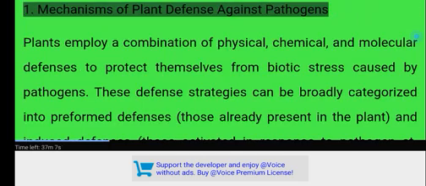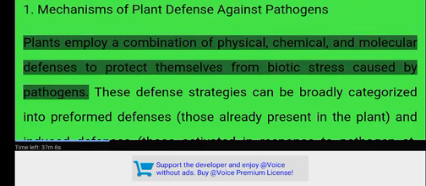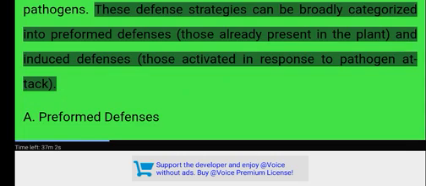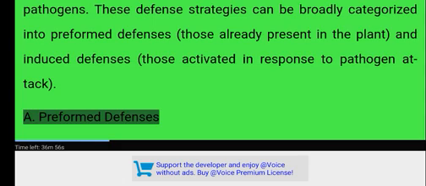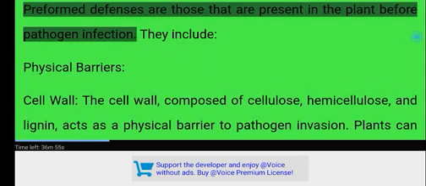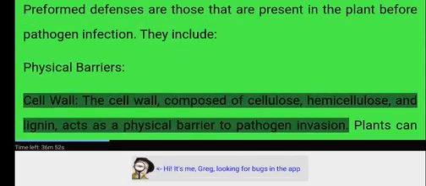1. Mechanisms of plant defense against pathogens. Plants employ a combination of physical, chemical, and molecular defenses to protect themselves from biotic stress caused by pathogens. These defense strategies can be broadly categorized into preformed defenses, those already present in the plant, and induced defenses, those activated in response to pathogen attack. Preformed defenses are those that are present in the plant before pathogen infection. They include physical barriers.